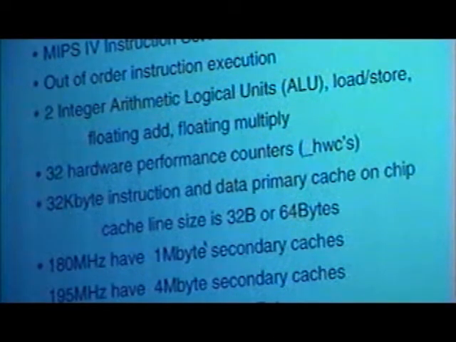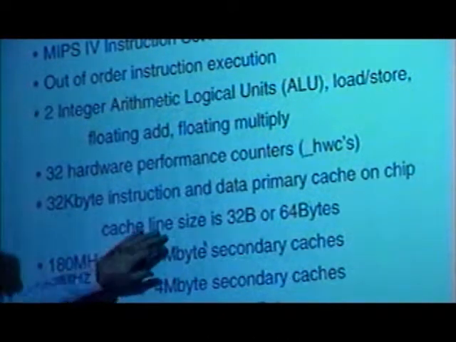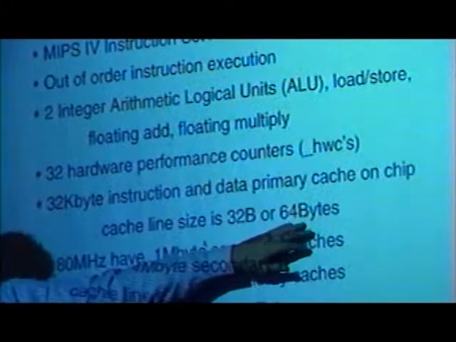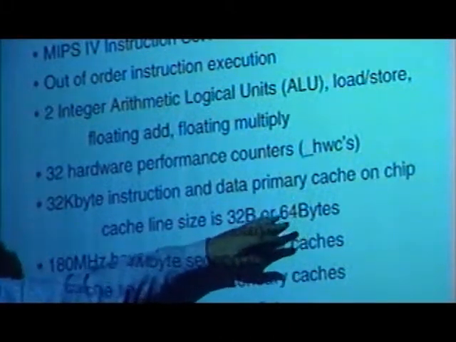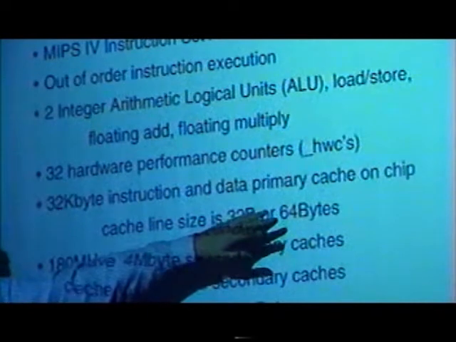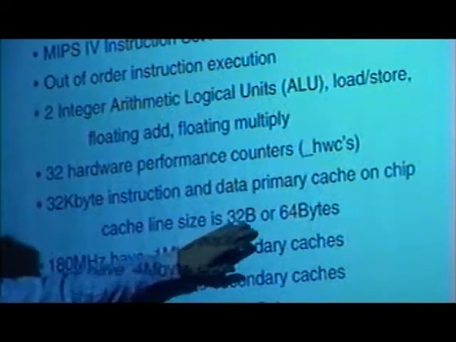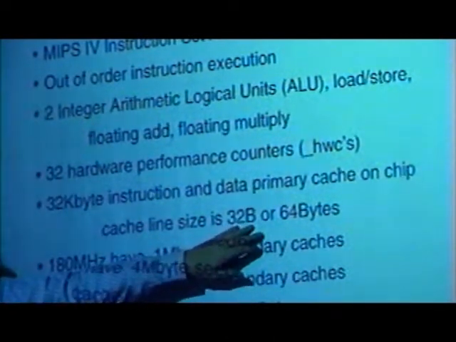Now, whenever I manipulate data in a cache, I have a geometry question, and that says a cache line is 32 bytes or 64 bytes at a time. I cannot manipulate 1 byte at a time. When I change a byte, I have to change the entire line of data.